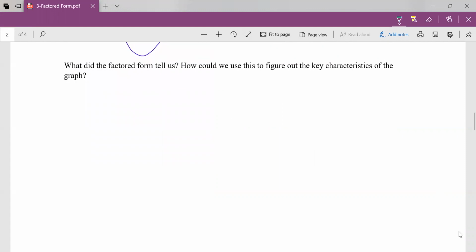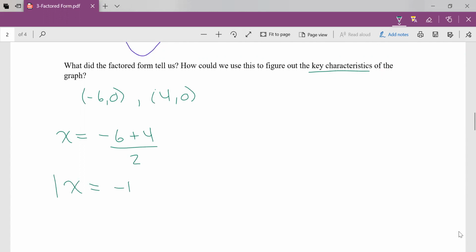Now, how do we use that to find the other key characteristics of our graph? Well, friends, if I know the x-intercepts, we're at (negative 6, 0) and (positive 4, 0), then guess what's halfway in between those? The axis of symmetry. So remember, to find the axis of symmetry, we take the average of these 2 points. And that'll be negative 1. So now I've got the axis of symmetry. Factored form gave me the x-intercepts, and now I've got the axis of symmetry.